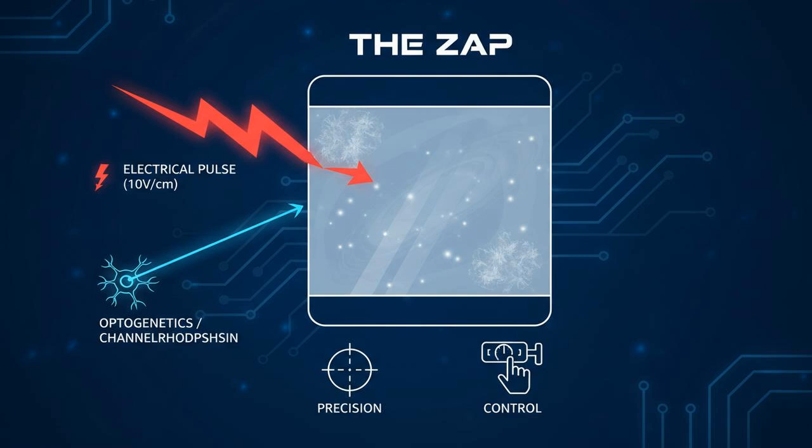There is also a variation called flash and freeze, where neurons are genetically modified to express channelrhodopsin, a light-sensitive ion channel.